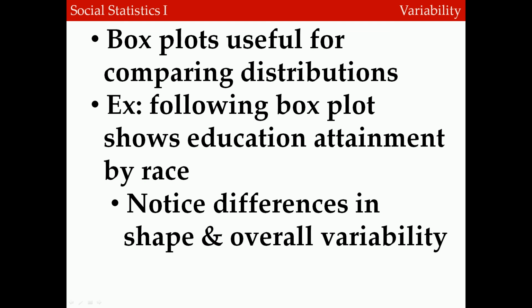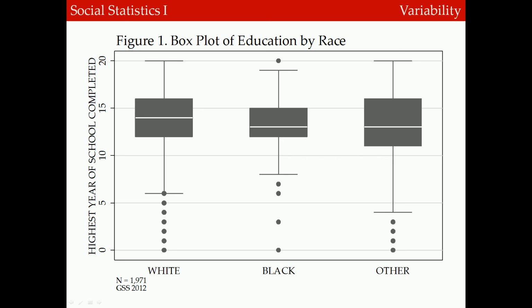Box plots are very useful for making comparisons across distributions. In the following example, I'm going to show the differences in educational attainment for different racial groups using box plots. Notice that box plots can show both the overall shape of the distribution and how much variability there is within the distribution. So, let's take a look at these box plots. What can we tell from them?